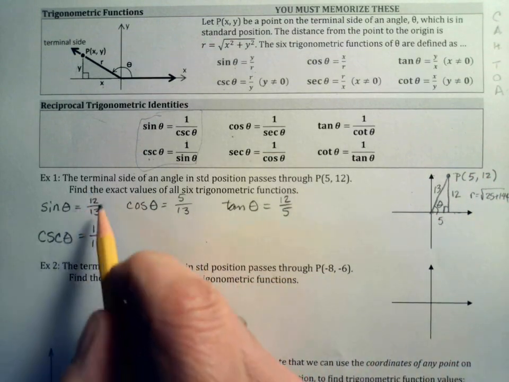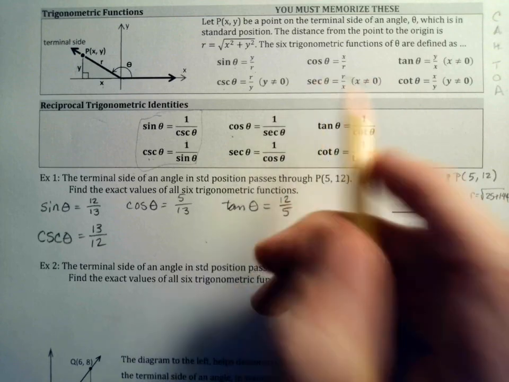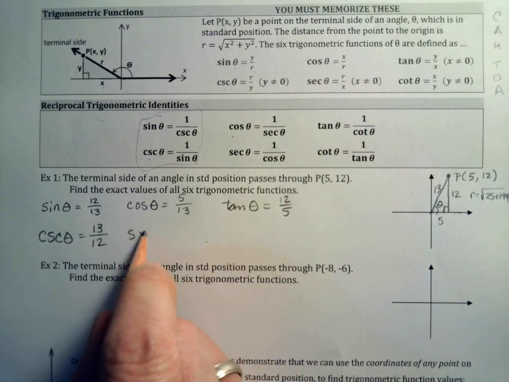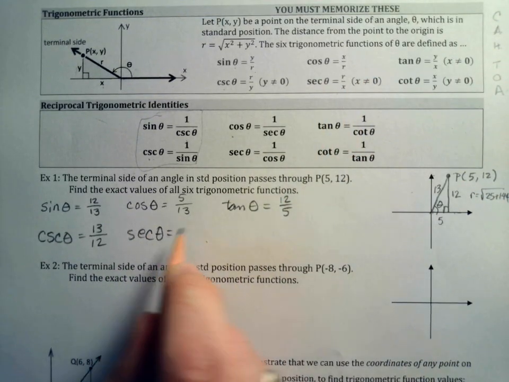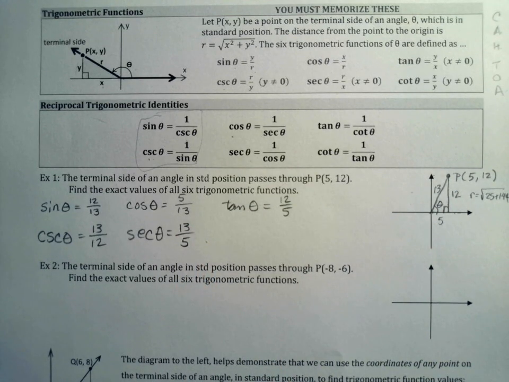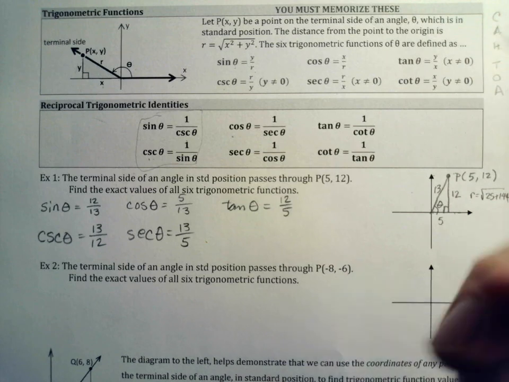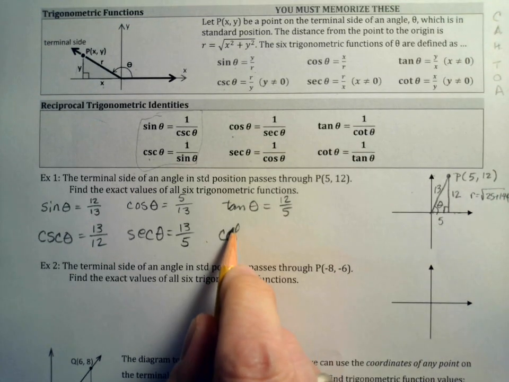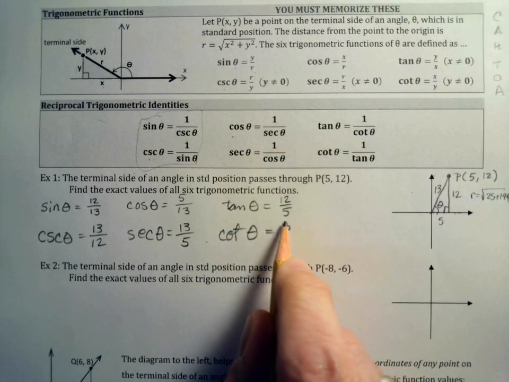Or we could just do the reciprocals, either way, but you have to sort of memorize all those. Secant of theta is 13 over 5. Remember, it's r over x. And then the cotangent of theta, and that's x over y.